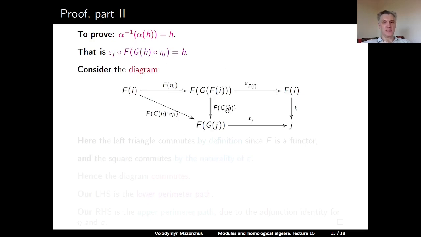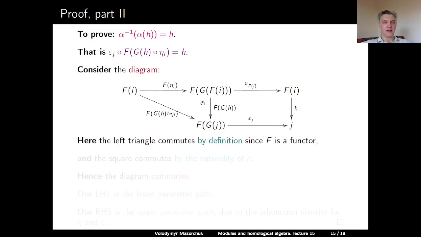We can draw all this on the following diagram. So we have F of I, we have F of eta I, which goes to F of G of F of I, and then epsilon F of I, which goes to F of I. We have h, which goes from F of I to J. We have F of G of h, which goes from F of G of F of I to F of G of J. And we have epsilon J, which goes from F of G of J to J.